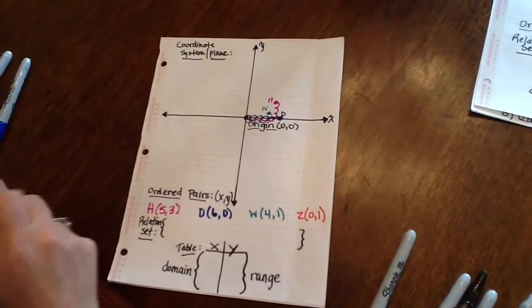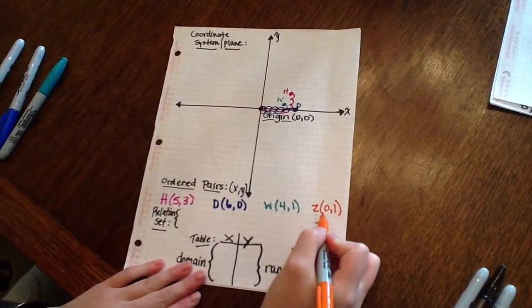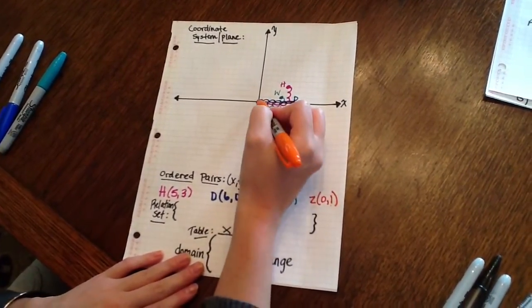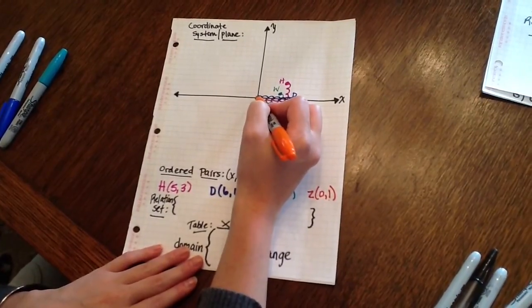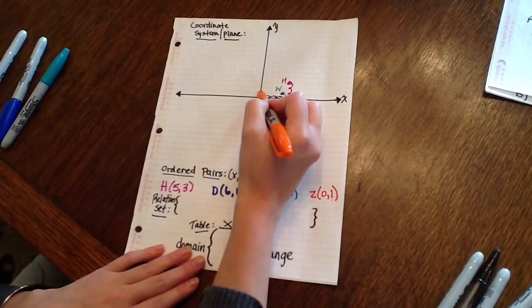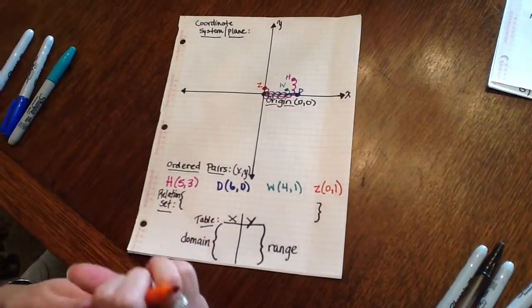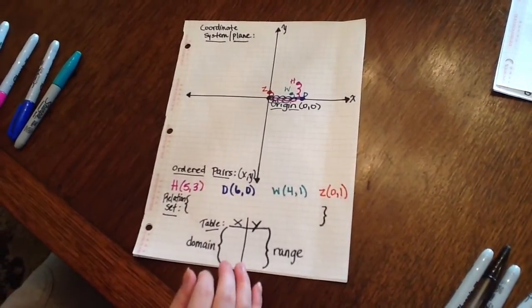Let's go ahead and graph our last point, which is point Z, and it is at the ordered pair 0, 1. So let's start at the origin, and it says 0, so we have to move right 0 units. And it says 1, so we have to go up 1 unit. So we're just on the y-axis and up 1. This is Z.